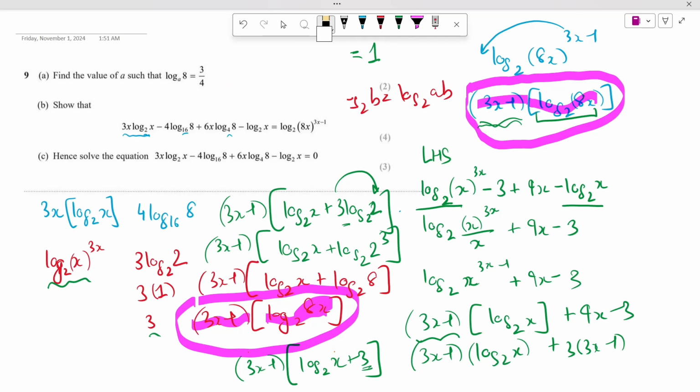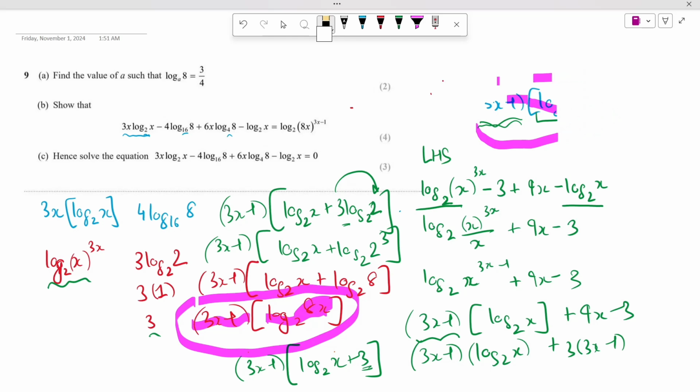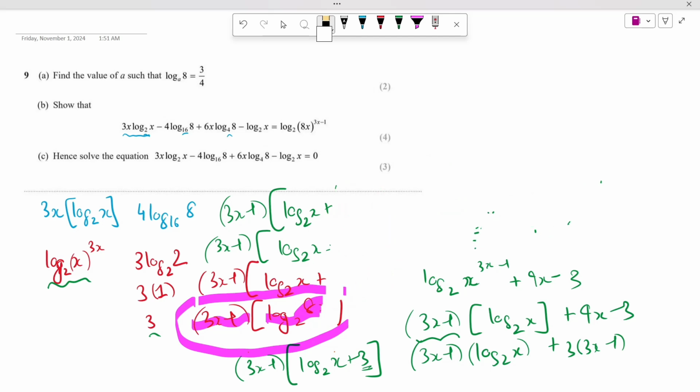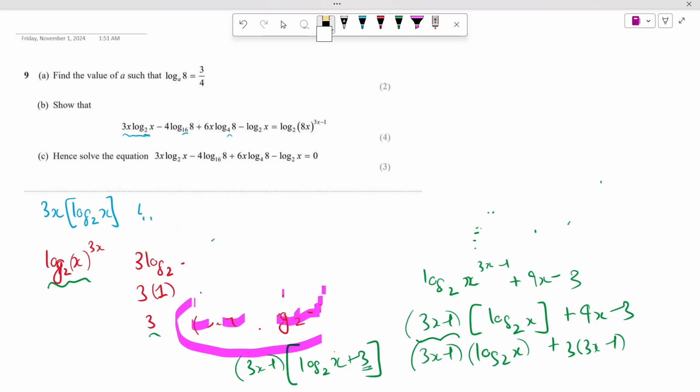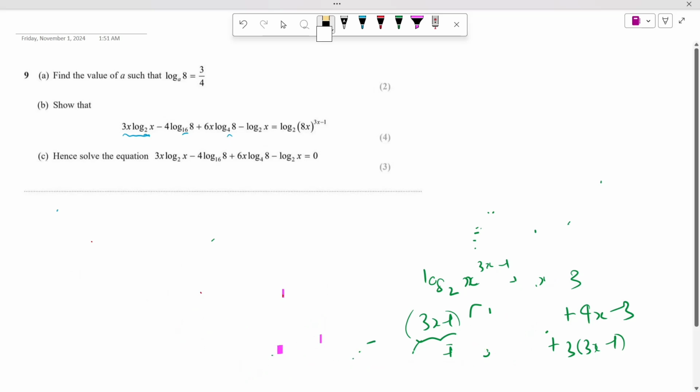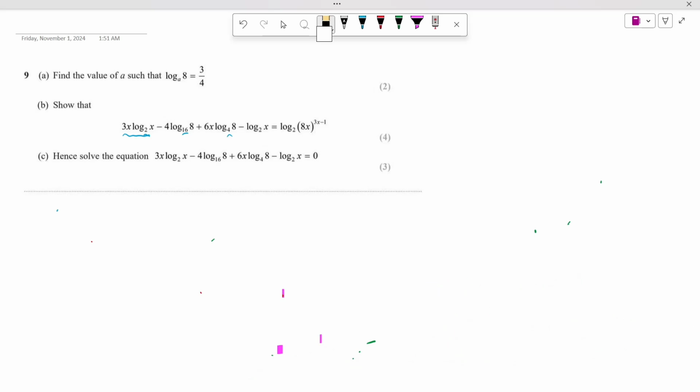Let me erase. Yes, now it's done. Now let's move to the third part. It's given that we need to solve this equation. Now I'll do it fast.